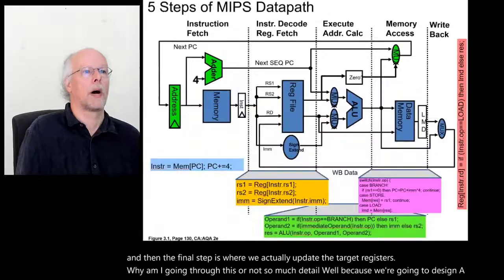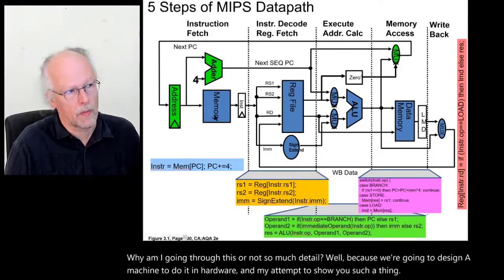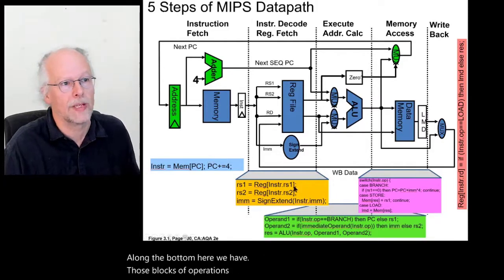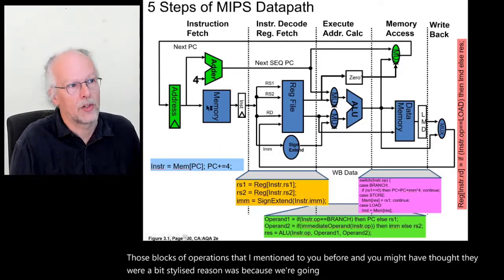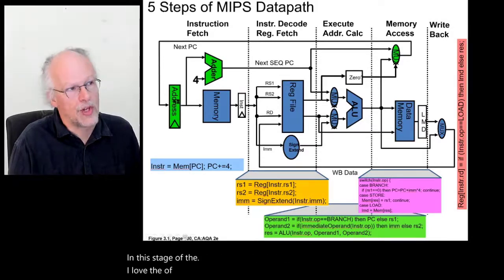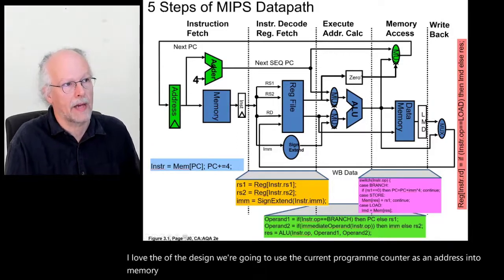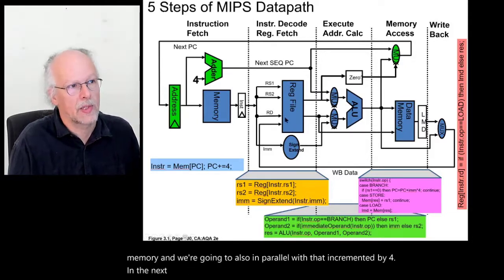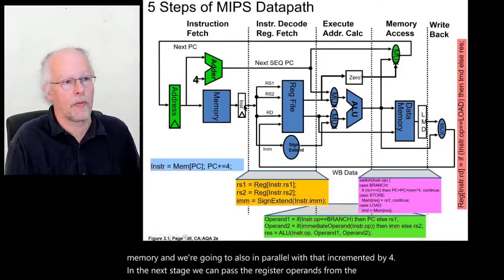And here's my attempt to show you such a thing. So along the bottom here, we have those blocks that I mentioned to you before, and you might have thought they were a bit stylized. The reason was because we're going to do this. In this stage of the design, we're going to use the current program counter as an address into memory, and we're going to also increment it by 4. In the next stage, we can pass the register operands from the instructions that we've just fetched to the register file to look up those values in registers.